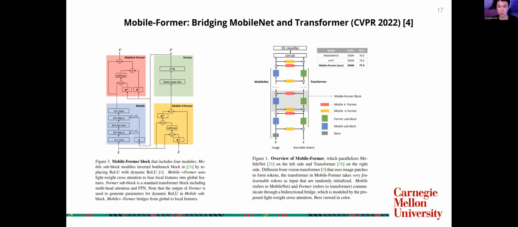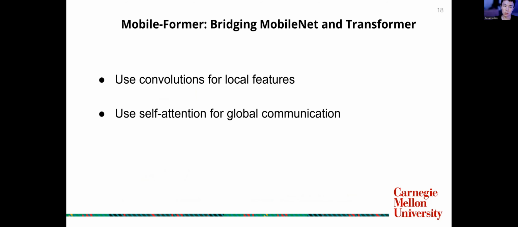And we can see here that MobileFormer uses a parallel implementation of MobileNet and transformers. And MobileNet is a convolutional neural network designed for mobile applications. So the key idea behind MobileFormer is that we are trying to use convolutions to extract local features. And using the local features extracted from convolution, we are using self-attention to allow global communication between these local features.